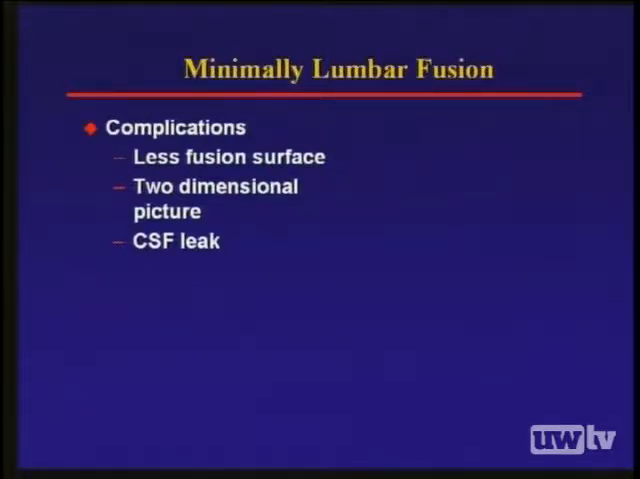And with the fusion, when we work through the tube, we are using an endoscope, which is a two-dimensional picture, which can be a little more difficult. And of course, working through a small hole, you can get some dural tear and some CSF leak. One way to get around this two-dimensional picture is, instead of using the endoscope, some people bring the microscope in, and then you have a 3D view.